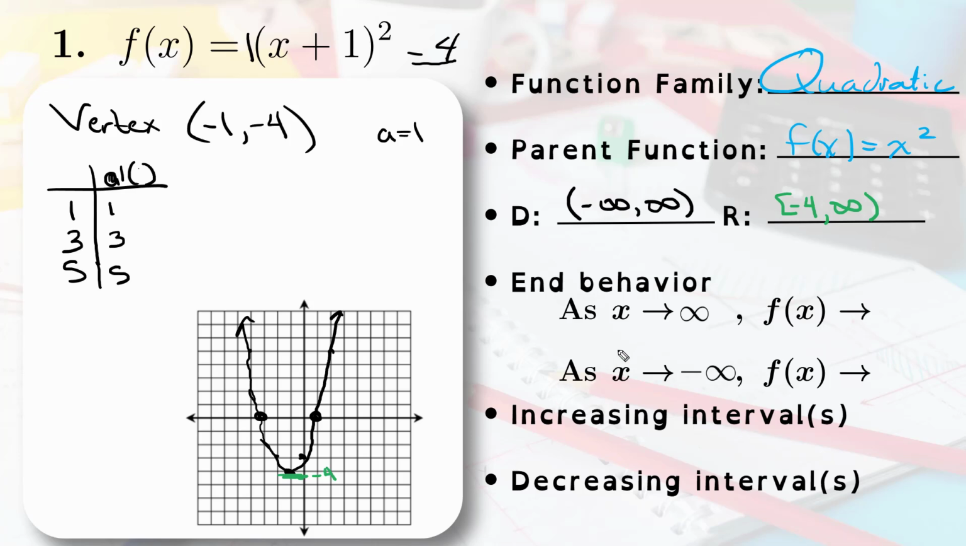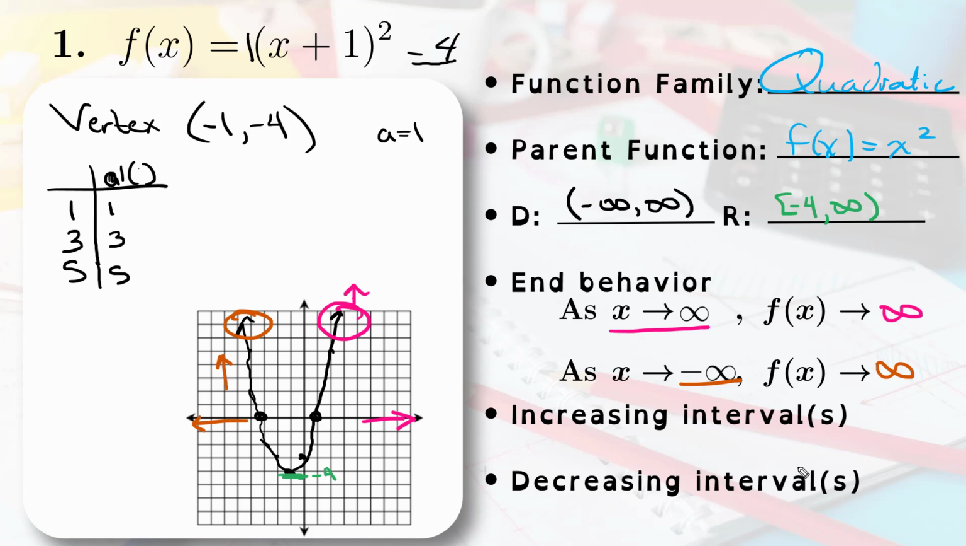So my end behavior: as x approaches +infinity, so as x goes to the right, my y value is going up, so it's going to +infinity. As x goes to -infinity, so as I go to the left, my y value is going up, so I'm going to +infinity.